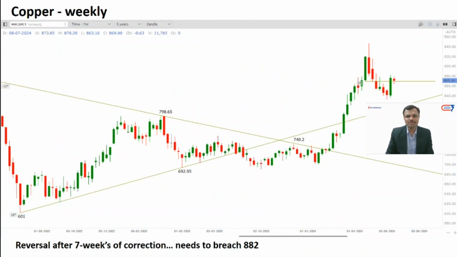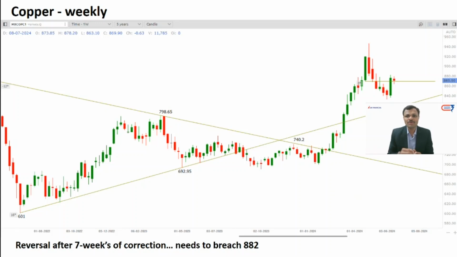This is the weekly chart of copper. If we see, it looks similar to silver. A rally from around 680, it has rallied to 955. Then we have seen a correction, again a recovery that we saw last week. This week it is just consolidating, so that is why we are seeing 882.